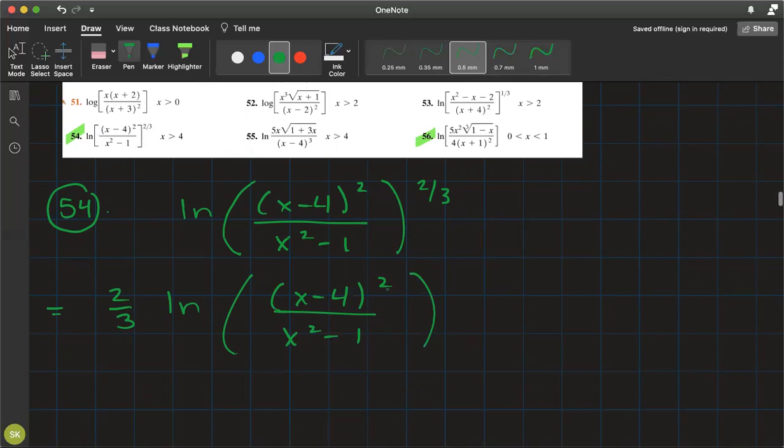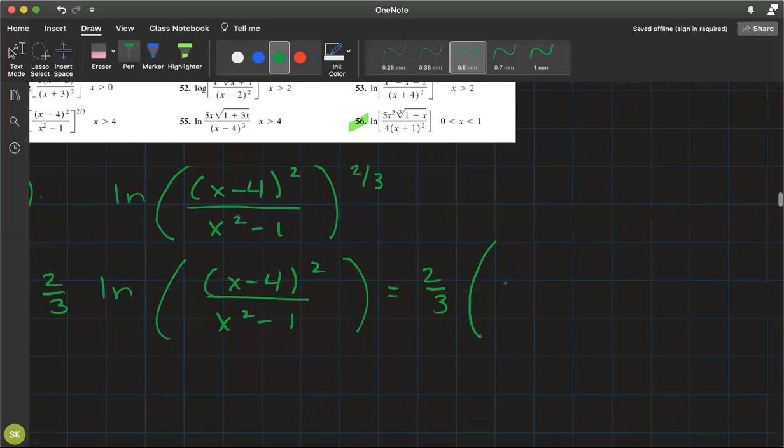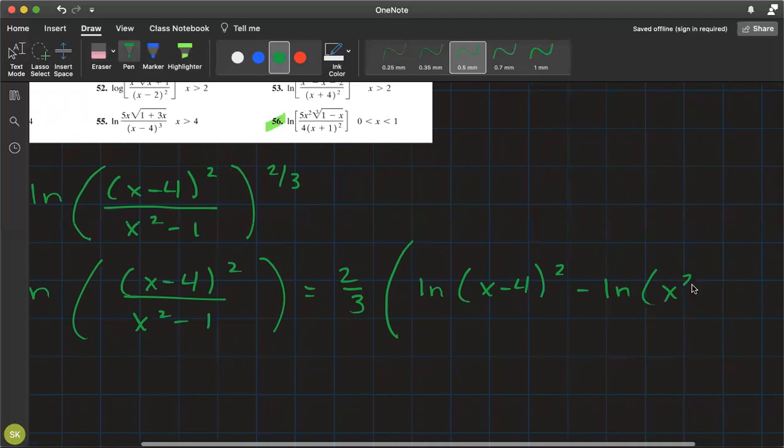And then notice that this 2 goes with this numerator, but it does not go with the denominator. So I can't pull the 2 in the front. However, I can separate the numerator from the denominator. So this is equal to 2/3. Now be careful here. This 2/3 is on the outside of this entire log. So when you break it, it needs to be sent to everything in the sum. So this is ln of x minus 4 squared plus, actually not a plus, subtract, because of the division, subtract ln of x squared minus 1.